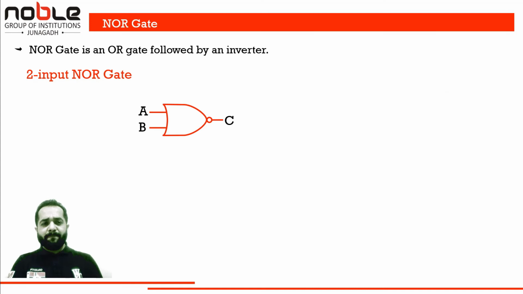This one is the symbolic representation of the NOR gate. The logical notation or Boolean algebra of the NOR gate is C equals (A plus B) dash, because it is the combination of the OR gate and the NOT gate.